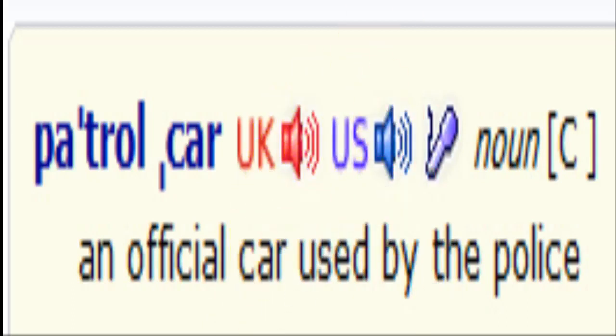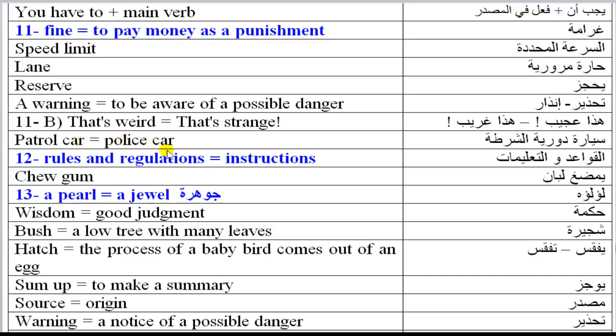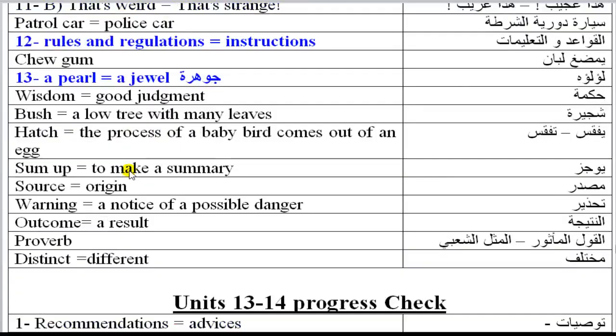Patrol car. Police car. This word police, not police. Police car. 12. Rules and regulations. Instructions. Chew gum. Exercise 13. A pearl.